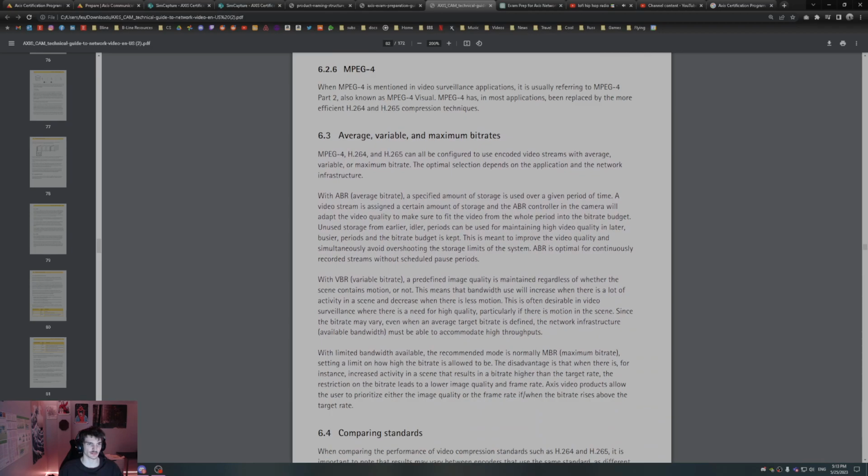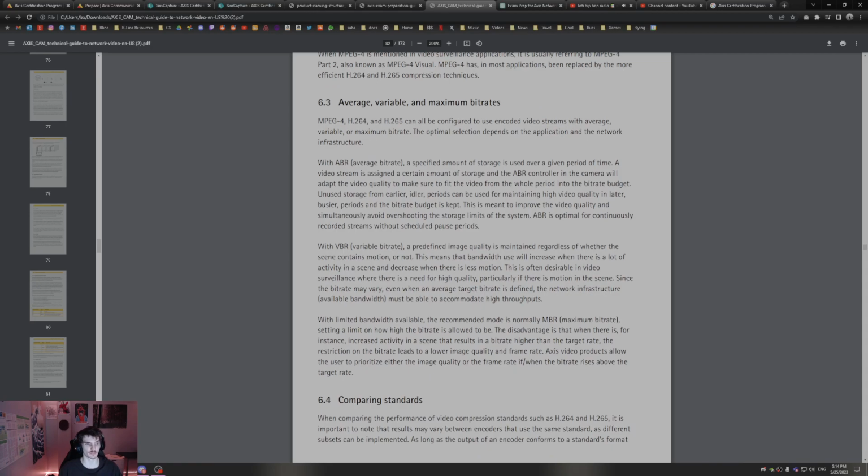Alright, so let's talk about the different bit rates Axis can have. There's average, variable, and maximum bit rates. With ABR average bit rate, a specified amount of storage is used over a given period of time. The video stream is assigned a certain amount of storage, and the average bit rate controller in the camera will adapt the video to try and fit that.